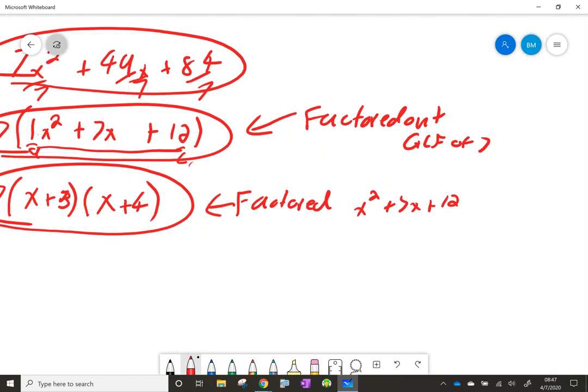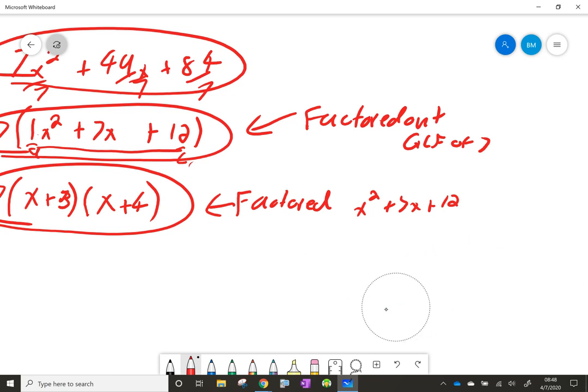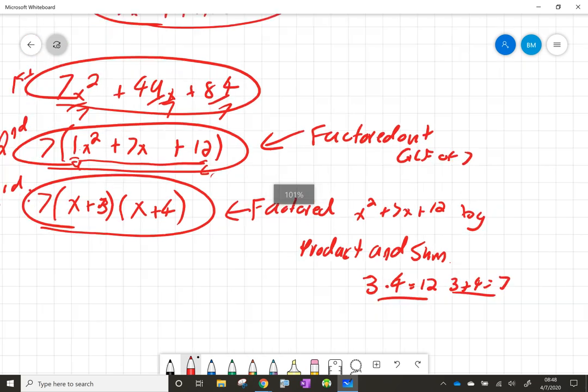There's a method called product and sum. I don't think I mentioned that in the previous videos, but it's what we just did, solving the puzzle where we have two numbers that multiply to 12 and the same two numbers that add up to 7. This is called product and sum because you're finding a product and a sum. So you can say factored x squared plus 7x plus 12 by product and sum, right? And if you want to be more specific, say 3 times 4 equal to 12, 3 plus 4 equal to 7, right? So that could be your explanation that you would write out.